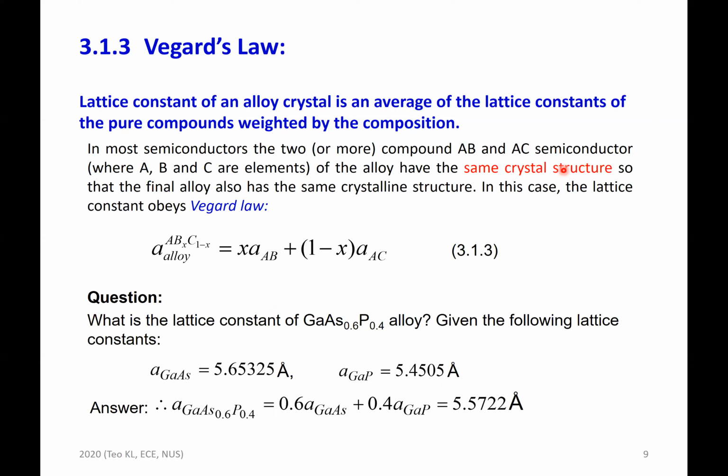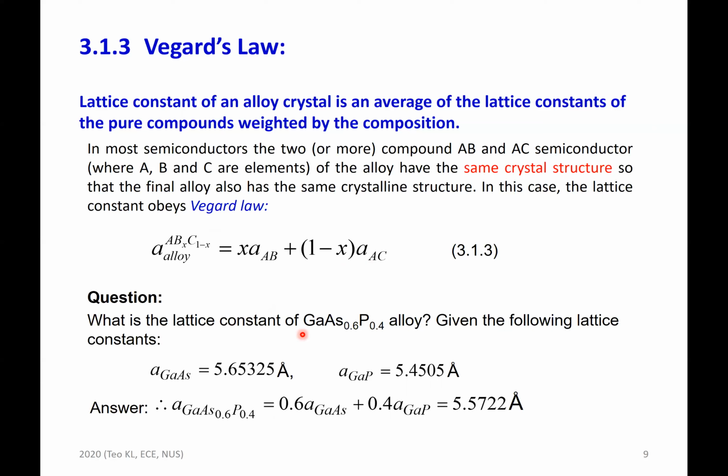And this Vegard's law is basically just the average of the lattice constant of the pure compounds weighted by the composition ratio. So if you have A B_x C_(1-x), that is your semiconductor alloy, then x times the lattice constant of AB, plus 1 minus x times the lattice constant of AC. So it will be clearer to show an example.